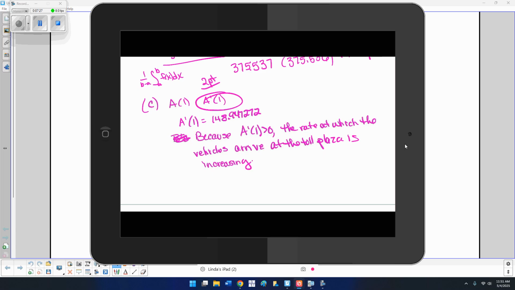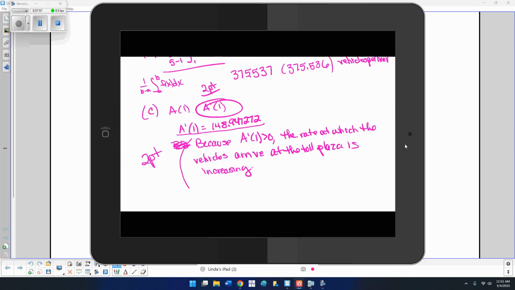So 1.4 considers this. If there's work that you found that value, 1 point for the answer with reasoning. My reasoning, of course, is in this statement: because A prime of 1 is positive, it's going to be increasing. So that was 2 points. So we're up to 5, which means that there are a whopping 4 points for part D.